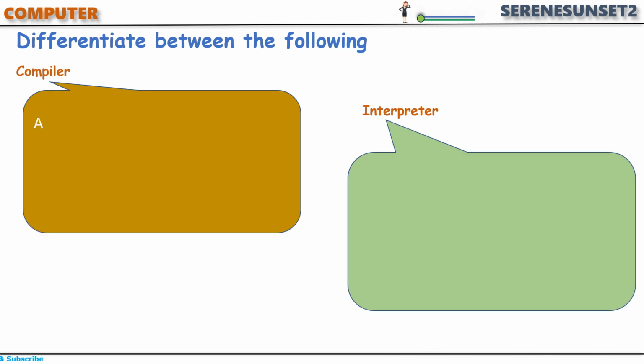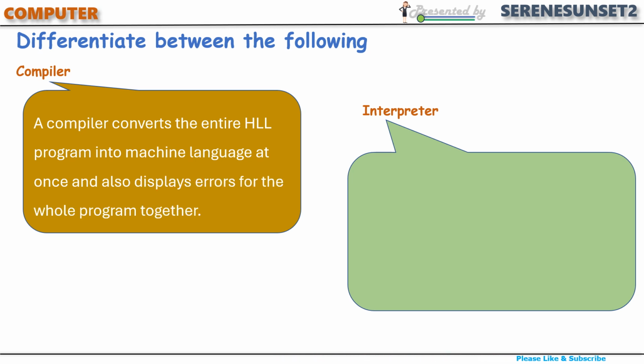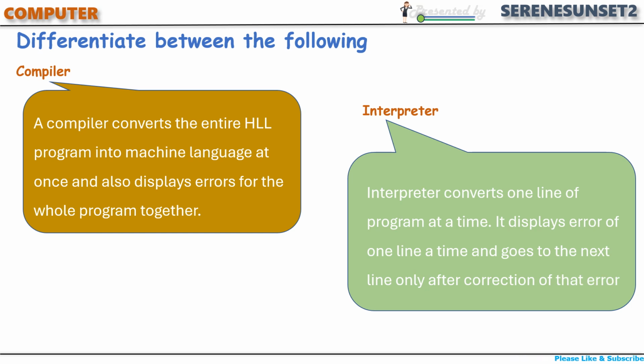Compiler. A compiler converts the entire HLL program into machine language at once and also displays errors from the whole program together. Interpreter. Interpreter converts one line of a program at a time. It displays errors of one line at a time and goes to the next line only after correction of that error.